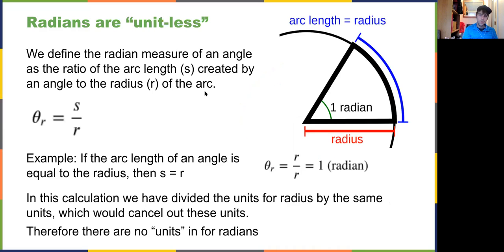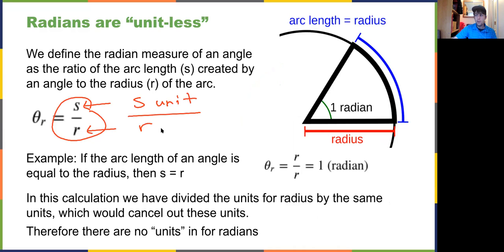So radians technically are a unitless measurement. Because of the way it gets calculated, we eliminate units here. What we're doing when we figure out radians is a ratio of the arc length s divided by the radius r. Both of those have some sort of unit. So it's s units divided by r units. And when we divide these, those units cancel out. So we're left with something that's technically a unitless measurement. It's a ratio of the arc.